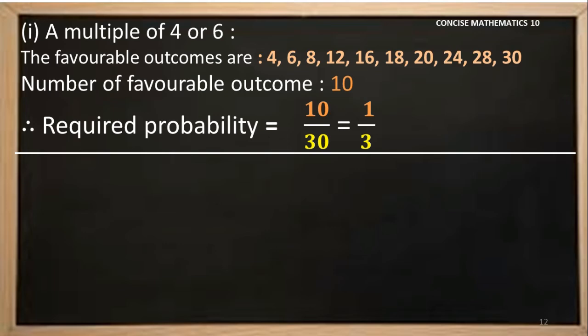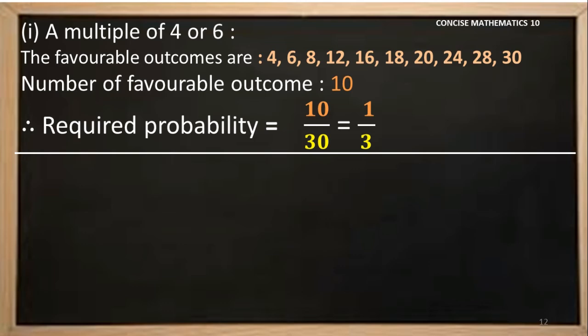6 1s are 6, 6 2s are 12, 6 3s are 18, 6 4s are 24, 6 5s are 30. So it is written in order. You need not repeat. For example, 12 is a multiple of 4 as well as a multiple of 6. Again 24 is a multiple of 4 as well as a multiple of 6. So there is no need to repeat the multiples. So consider both the conditions and list out all the elements. If you count, it is equal to 10. Hence the probability is 10 by 30. Its value is equal to 1 by 3.